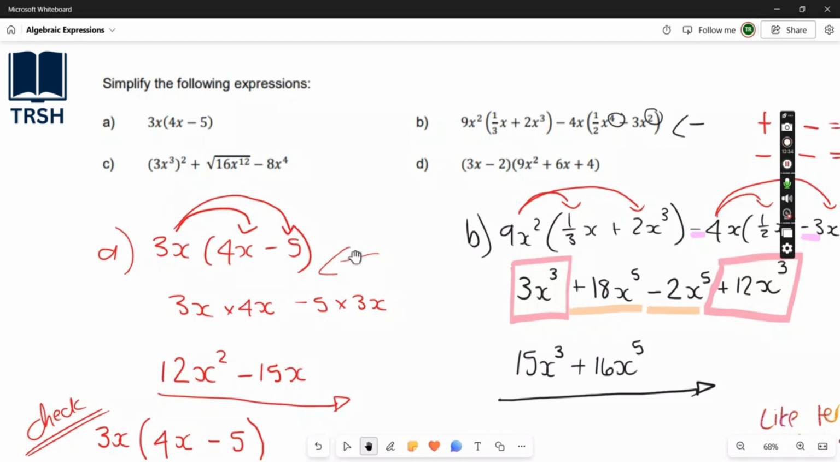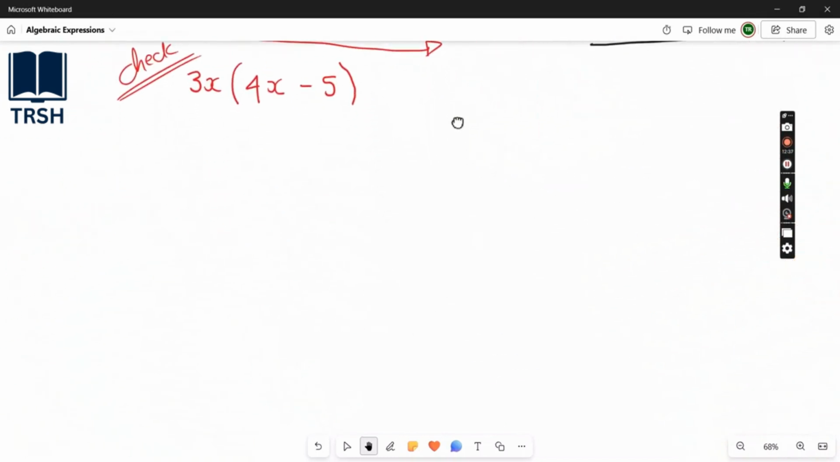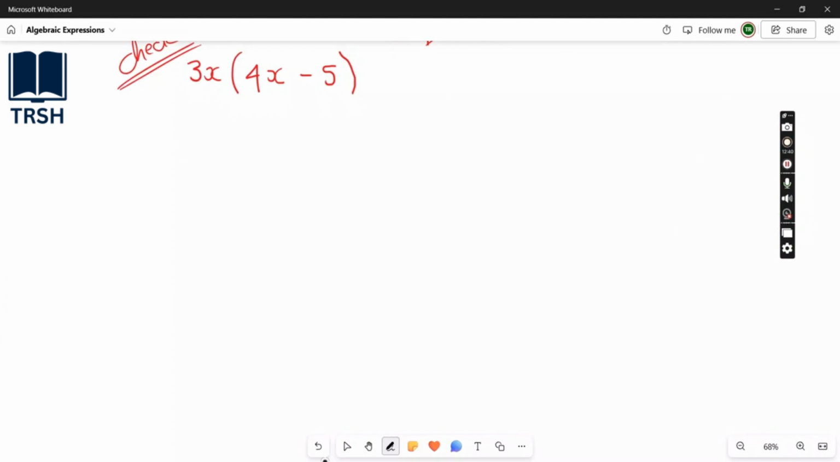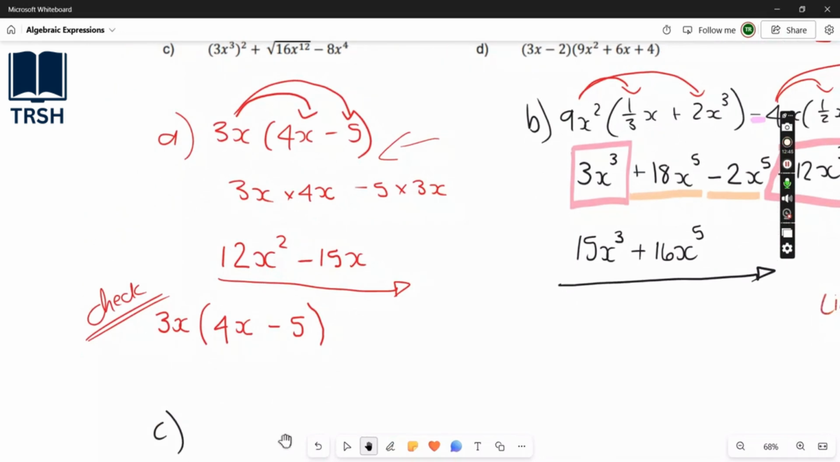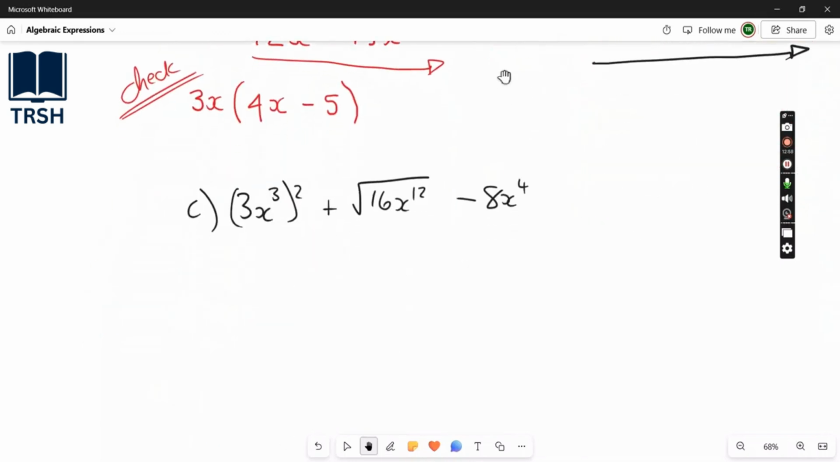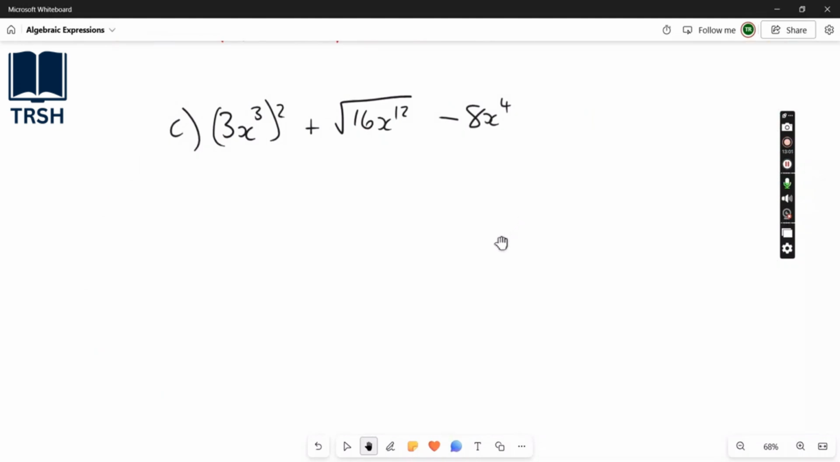We have C over here, which is, let me try to write it down here. C is 3x to the power of 3, all squared, plus the square root of 16x to the power of 12, minus 8x to the power of 4. So we already see that we have surds. Surds tell us that we need to then cancel each other and stuff like that. I'll show you guys in a bit. But that's technically what we have.